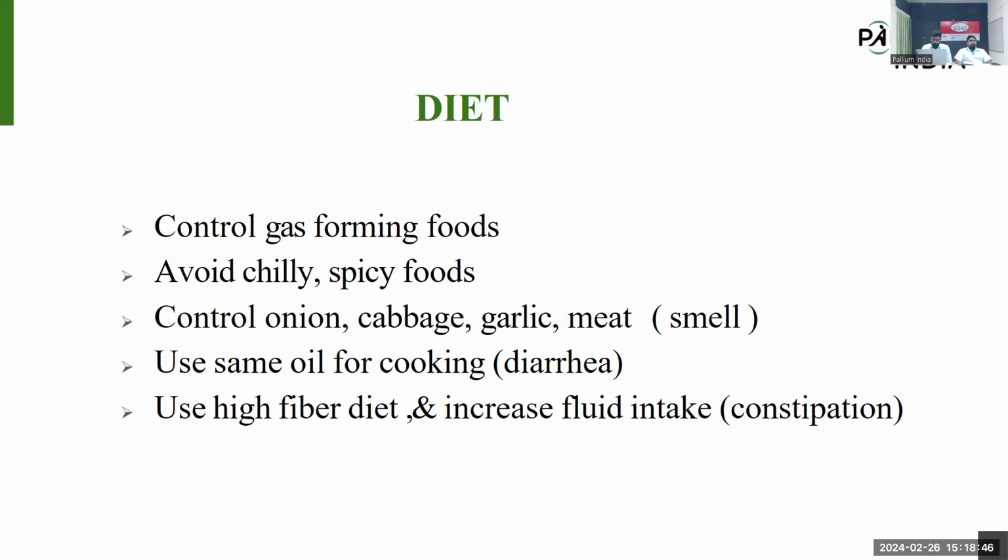So it's very important. We need to prevent diarrhea. Like diarrhea, constipation is also very important. They need to use a high-fiber diet and increase their fluid intake, then we can prevent constipation. If the patient has constipation, it can also cause peristomal prolapse. Stomal prolapse can be caused by constipation. So constipation and diarrhea we need to prevent.